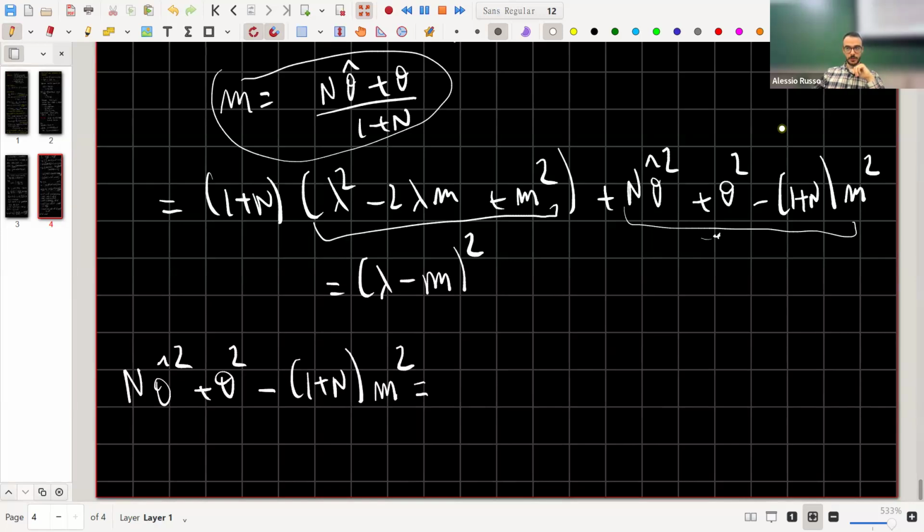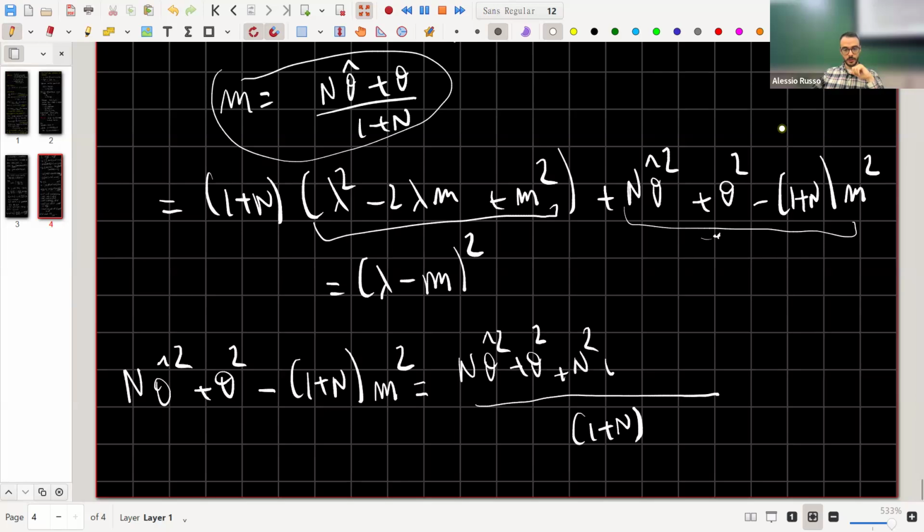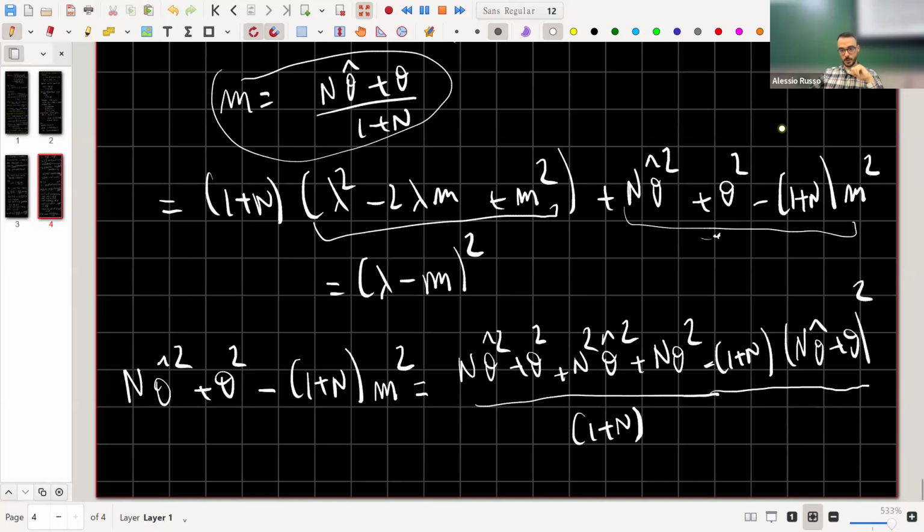So what is m? M is written here. So we can write here the numerator. We are taking the product between 1 plus n and these two terms. So we have n theta hat squared plus theta squared plus n squared theta hat squared plus n theta squared, minus 1 plus n. And here we have n theta hat theta plus theta squared.